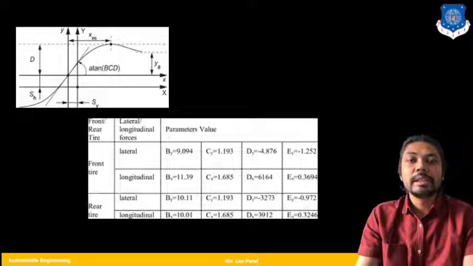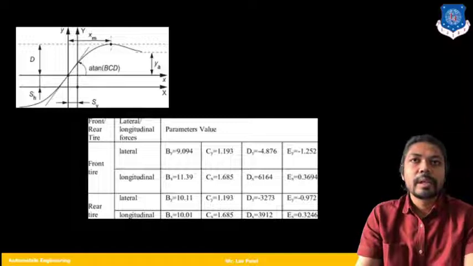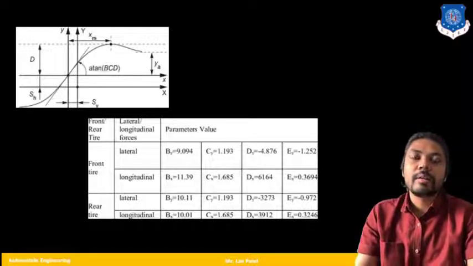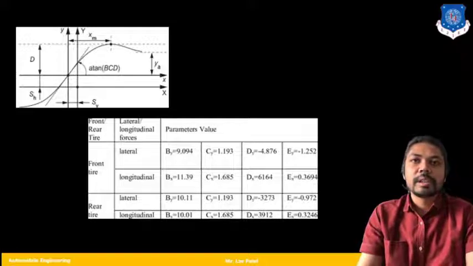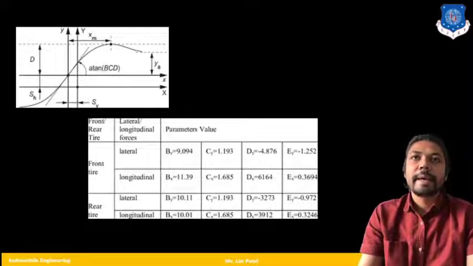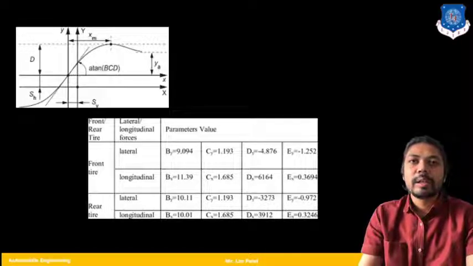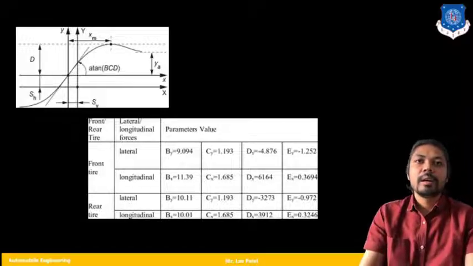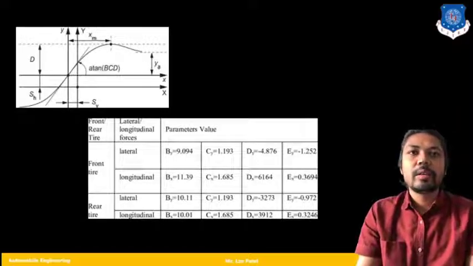Moving further, this is the side slip angle graph, and here you can see the arctan graph, where you will find several constants like B, C, D, and several distances are provided with respect to the x-axis and y-axis. Also, a table is given. In the table, you can see the different parameter values. Also, as I have said earlier, B, C, D, and E are the constants.